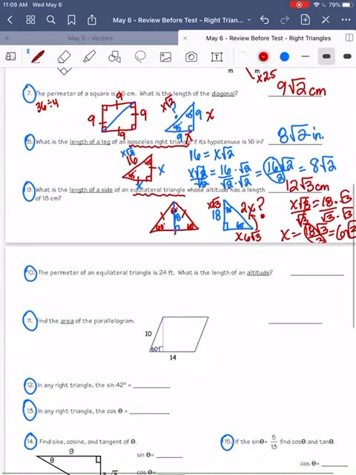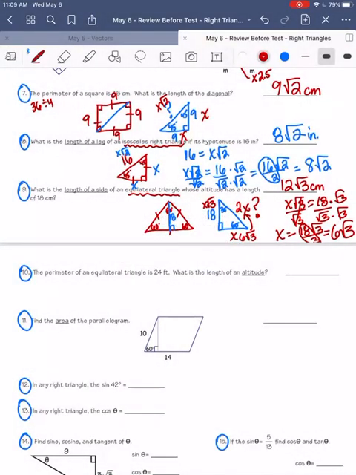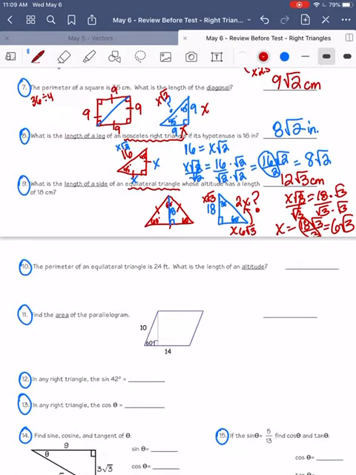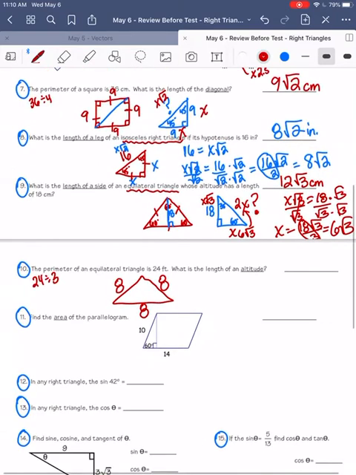All right, number 10 says the perimeter, I've clearly got to get more storage, sorry. The perimeter of an equilateral triangle, so again, we're doing equilateral triangle, ooh, that was bad, is 24. So we're going to do 24 divided by 3. So that'll be 8, 8, and 8, because 8 plus 8 plus 8 is 24. What is the length of the altitude? So altitude is going to go here. So if I redraw this, it'll be 8.